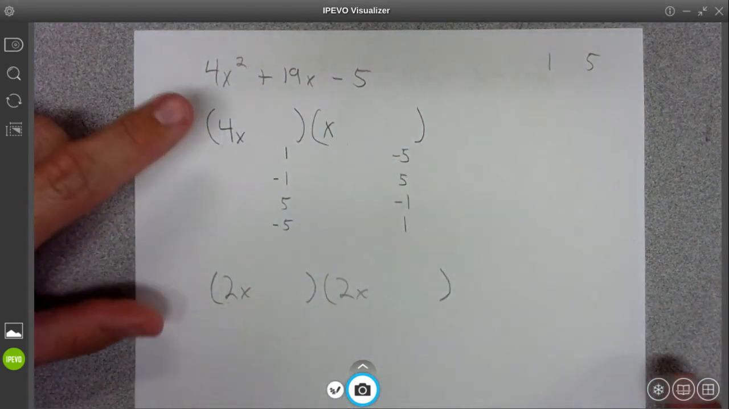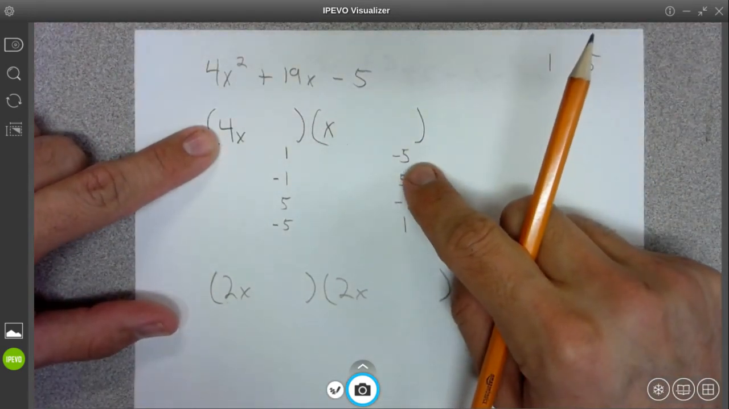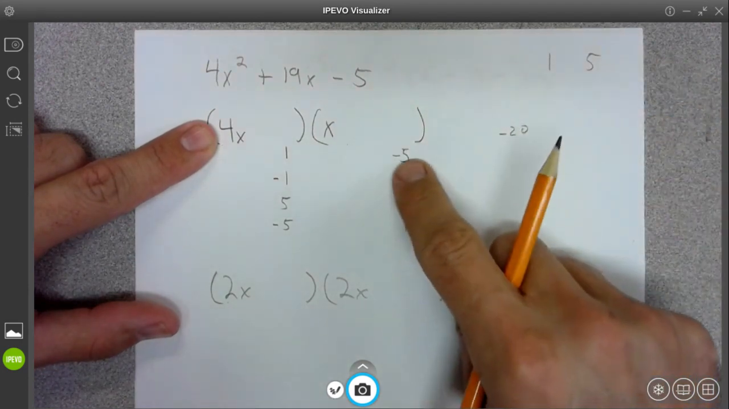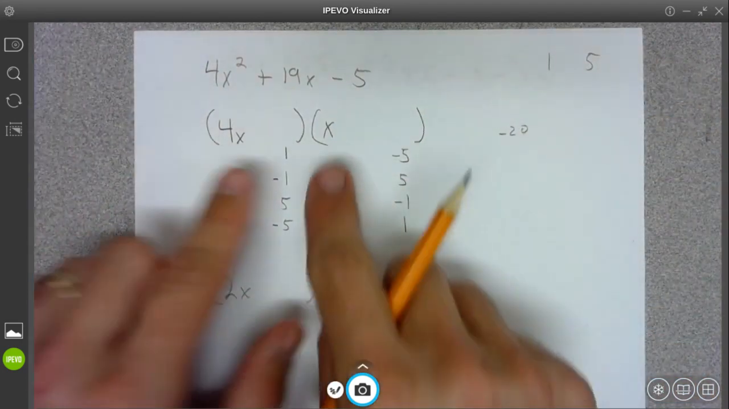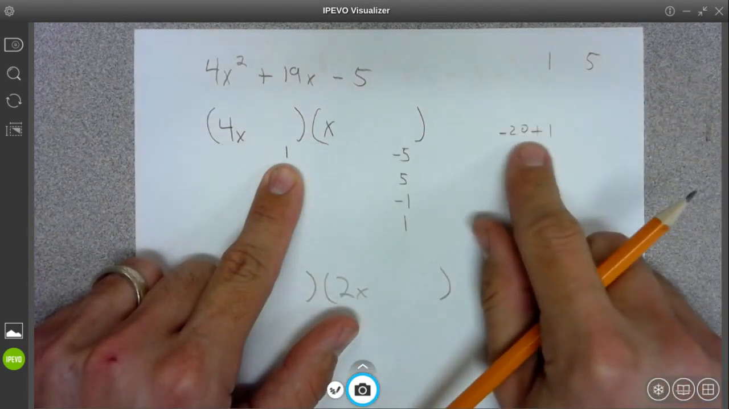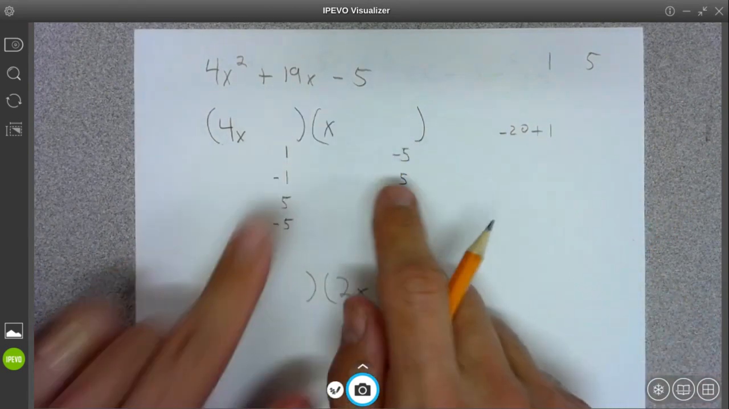Positive 4 and negative 5, that's going to give us negative 20, and that's going to give us positive 1. Now this is equal to negative 19. We wanted positive 19, so that's not it.